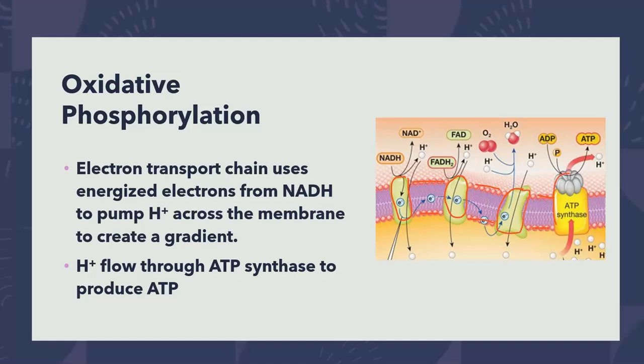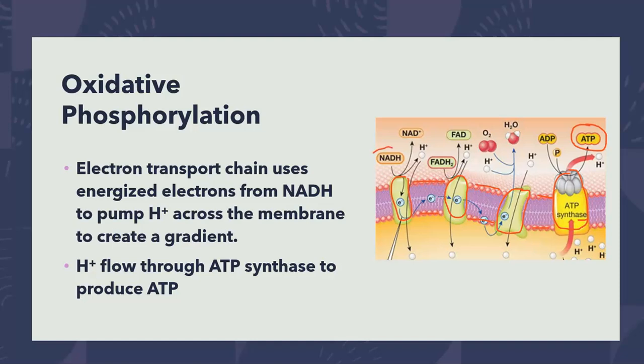And then we have here this enzyme, ATP synthase. We know it's an enzyme because it has that ASE ending. Enzymes are named after what they do. So this synthesizes ATP. This is where we're going to generate a lot of ATP.